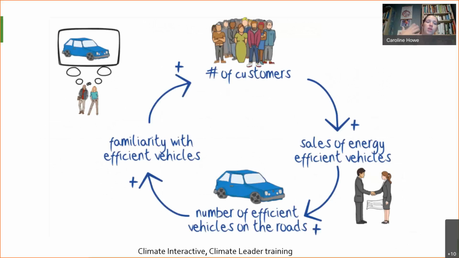So this is an example. If we want to see more efficient vehicles on the road because we see that as an opportunity to address climate change, this demonstrates a positive feedback loop: the more customers there are for electric or energy efficient vehicles, the more sales there will be, the more efficient vehicles on the road, which will lead to people seeing them, gaining familiarity, which will lead to more customers. In this positive feedback loop, your business might intervene at any point in the system.